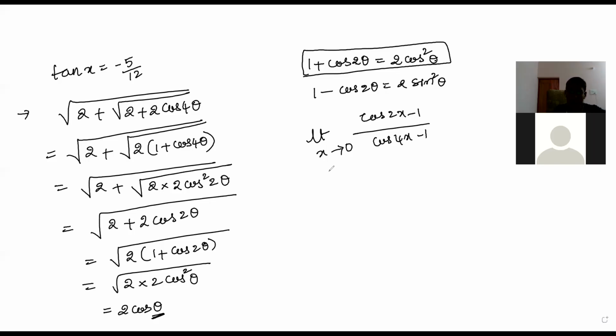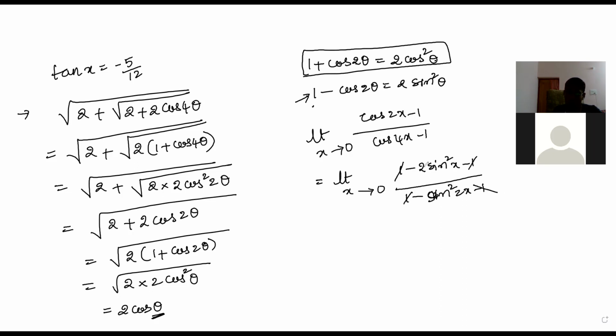But what did you do? Limit x tends to 0, what did you do? 1 minus cos 2x, this is the formula we used actually. Sir, I used 1 minus 2 sine square x minus 1 by 1 minus 2 sine square 2x minus 1. Correct, very good. And after that, I don't know if what I did is right, but I wrote limit x tends to 0, sine square x by x square by sine 2x whole square by 2x whole square. Correct, this is what we have done.